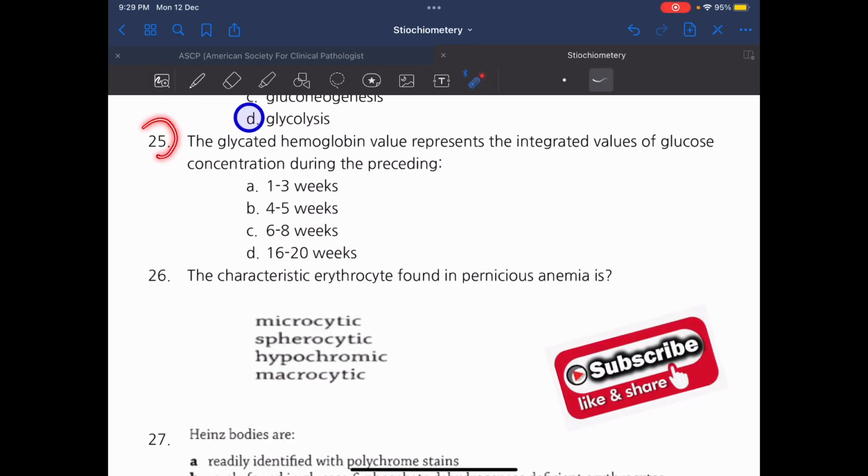Question number 25. The glycated hemoglobin value represents the integrated value of glucose concentration during the preceding 1 to 3 weeks, 4 to 5 weeks, 6 to 8 weeks, or 16 to 20 weeks. It is approximately for the last 3 months. So here the correct answer will be C.